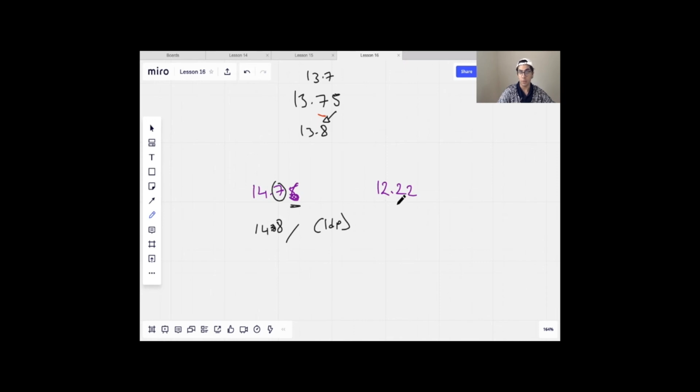Again, we're rounding to 1 decimal place here, so this is the one we want to round to. So we look at this one. It's less than or equal to 4, so we keep the 2 there. So 12.2, and we don't change it. So to 1 dp.